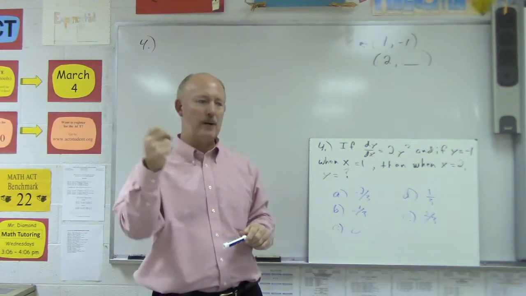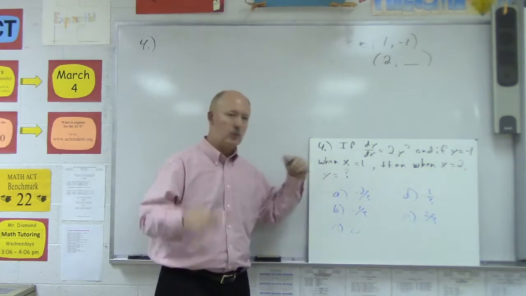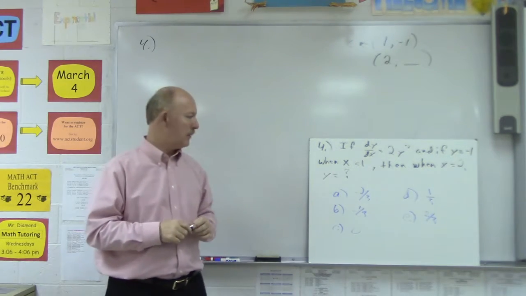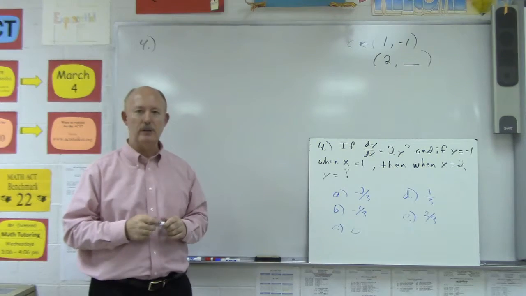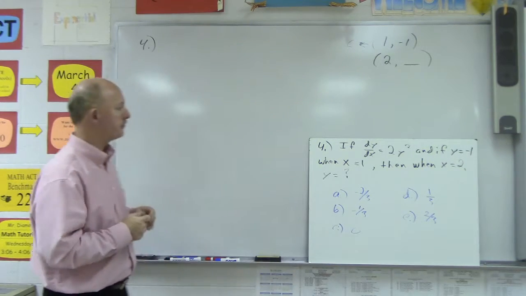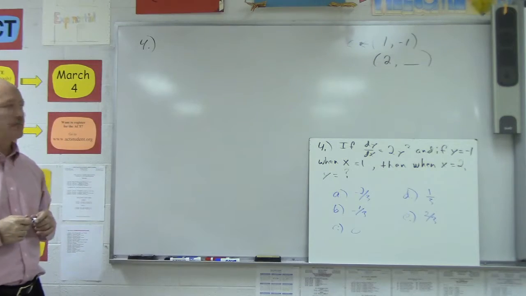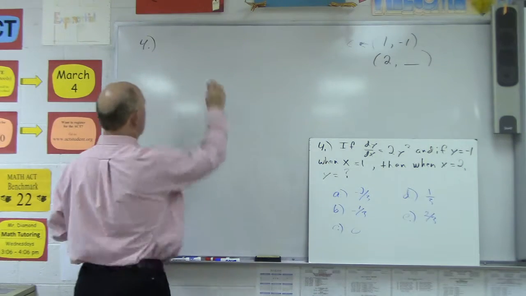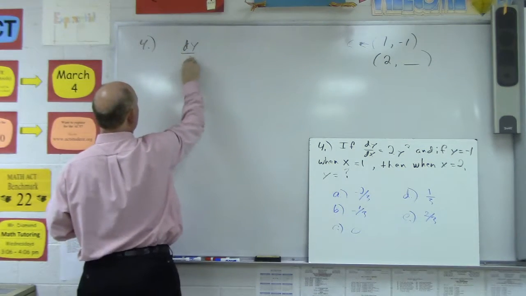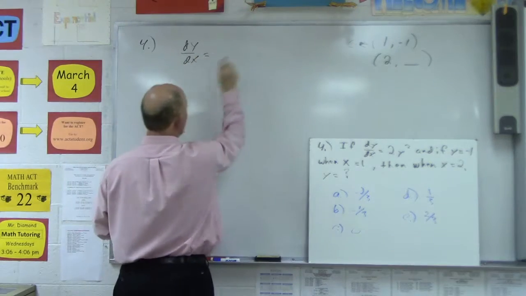So what is y whenever x is 2? My students, go ahead and pause the video, and when we come back in, we're going to go through it and see if you were able to work this one correctly. And here we go. Everybody should be back. So we have dy over dx is equal to 2y squared.